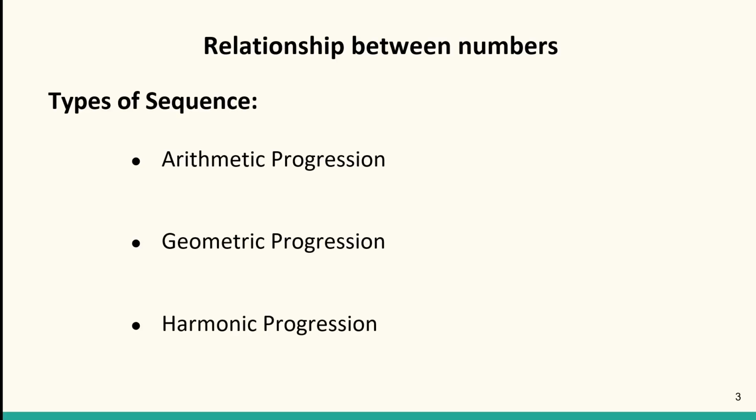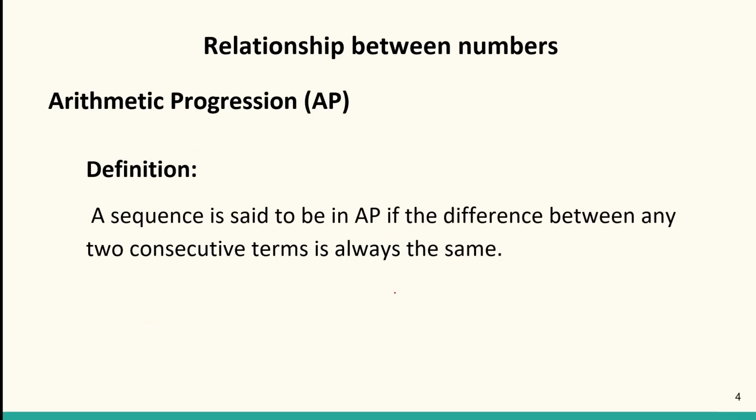We have already learned what sequences are, so let's see what the types of sequences are. One is arithmetic progression, one is geometric progression, and one is harmonic progression. Let's explore each kind of progression in a detailed manner. Let's start with arithmetic progression, or AP. We may use this term more often than the whole phrase arithmetic progression, so we'll be using AP more.